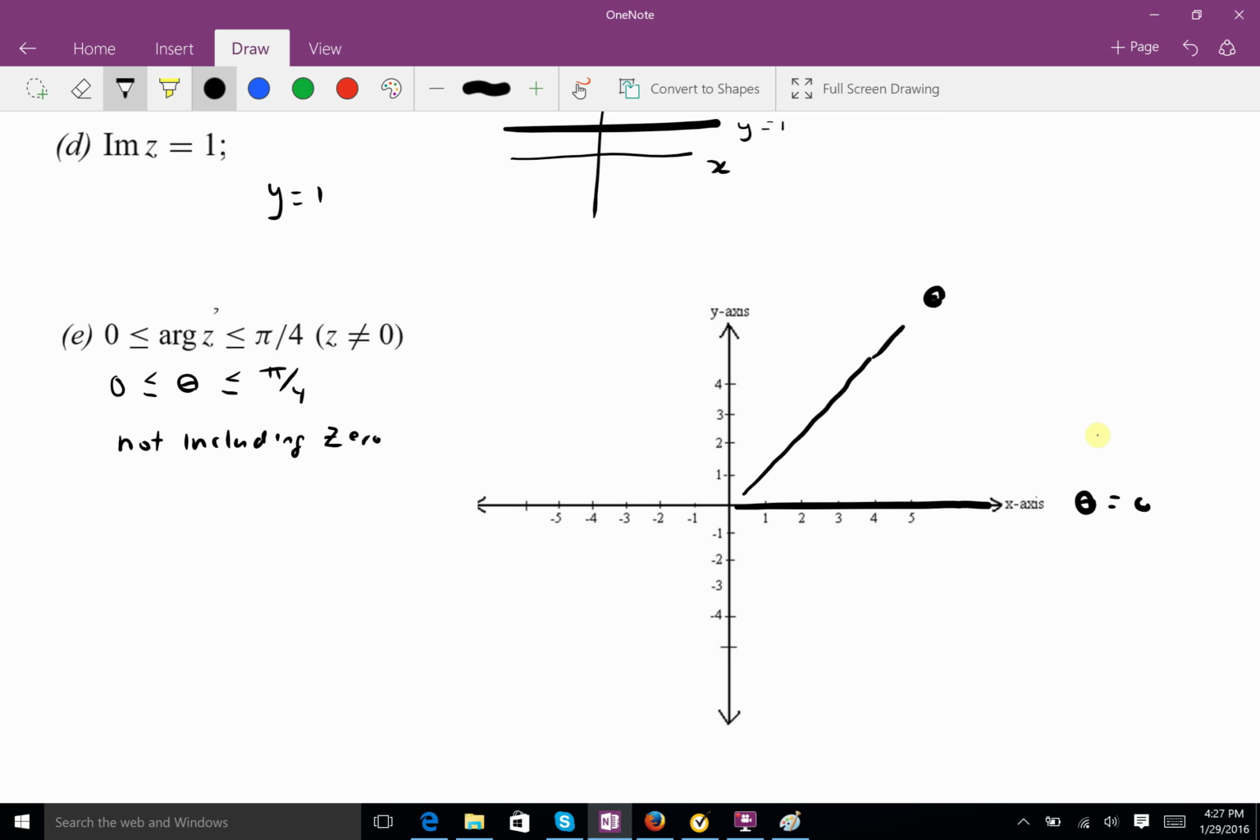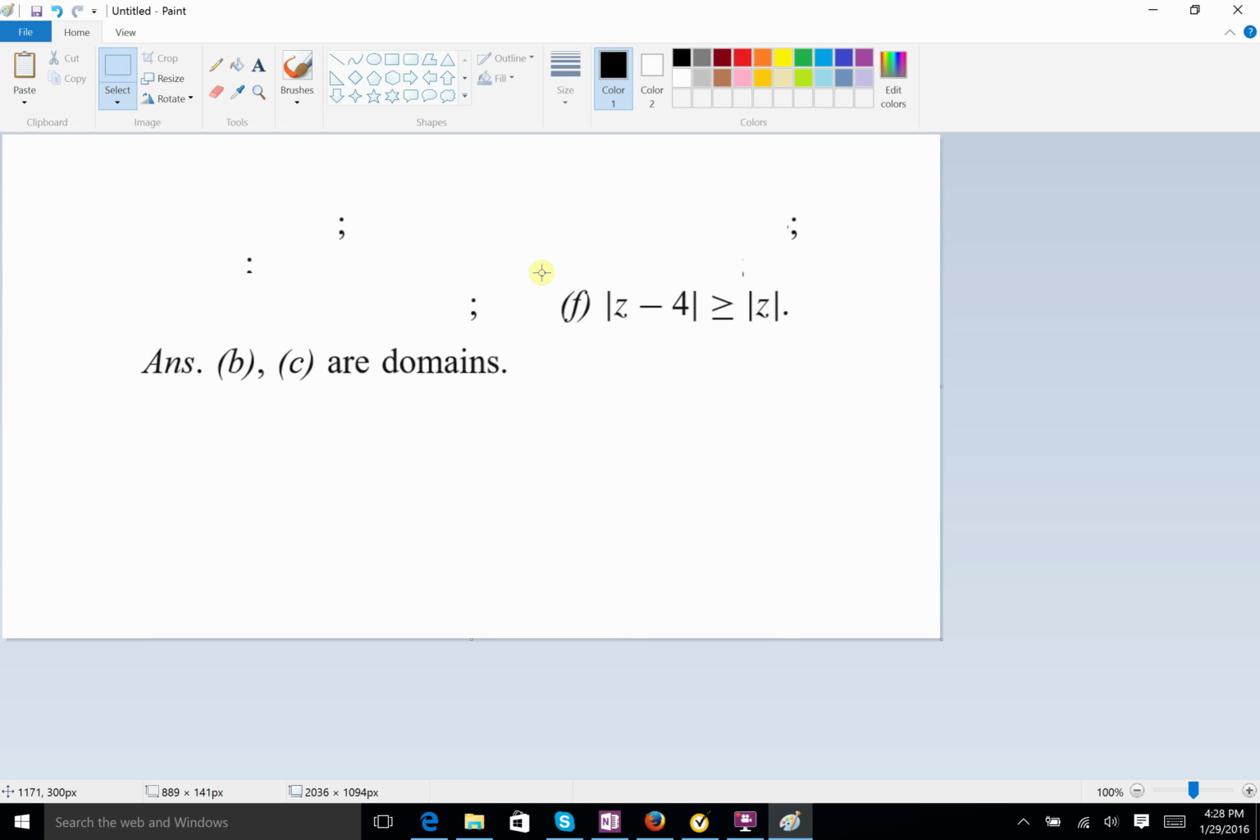Okay? And I want all the points in this sector, except I don't want to include zero, so I have to put an open circle here to indicate that 0 is not included. And now all I'm going to do is highlight everything in this area. So these are the complex numbers whose polar angle is between 0 and pi over 4. But we can't let 0 be in that set. Okay, good. All right. So let's look at the last one.